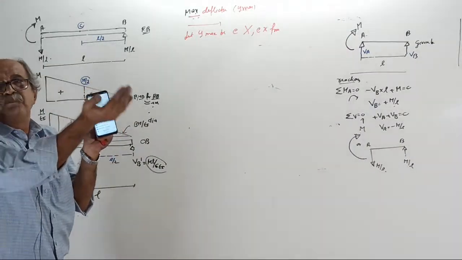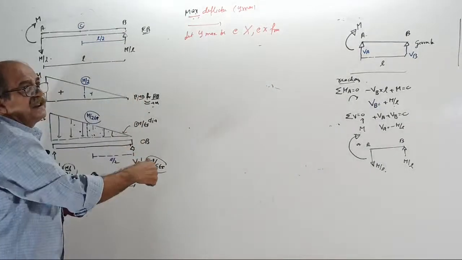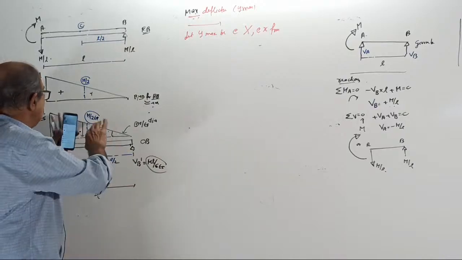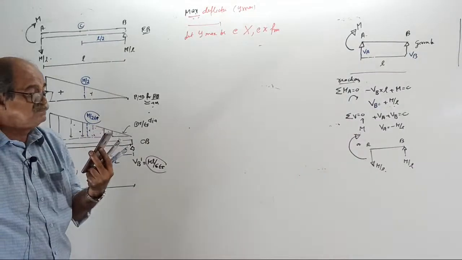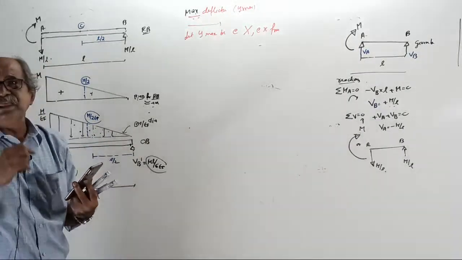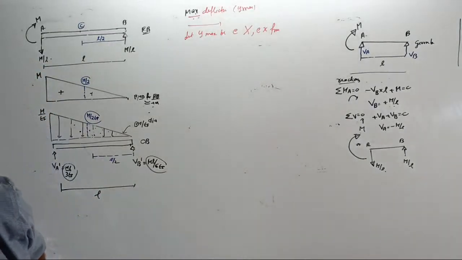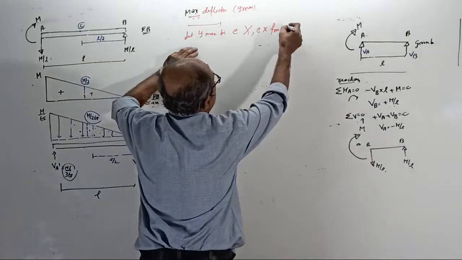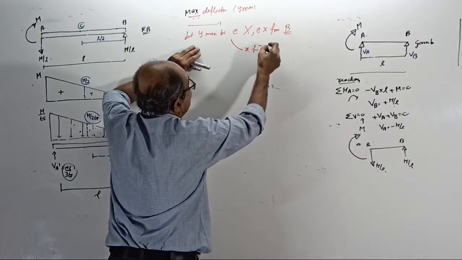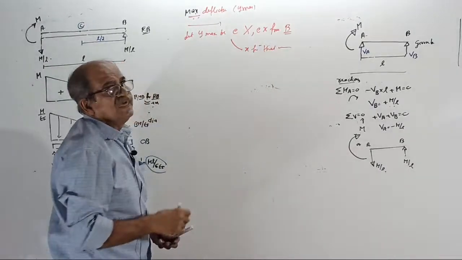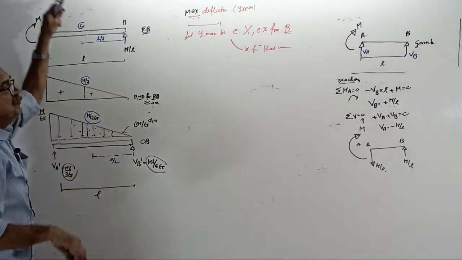If I take X from B, the other support, where BM is 0, triangle starts there. What do you get if you look this side? Triangle. So what is better? Therefore, better to take X from the right end, or X from B. Make a note. Always take X from that support where a couple is not there, or where the BM ordinate is 0. Clear now? Make a note.